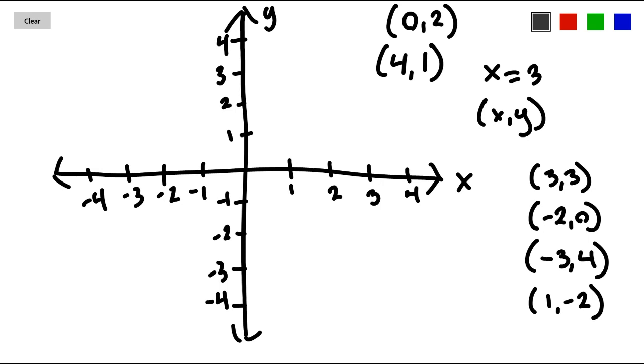Let's say that I wanted the point 3, -4. So my x-coordinate is a +3, so I'm going to shift over 3 units to the right. And then from there, my y-coordinate is -4, so I'm going to shift down 4 units. And that's going to give me a point right here.